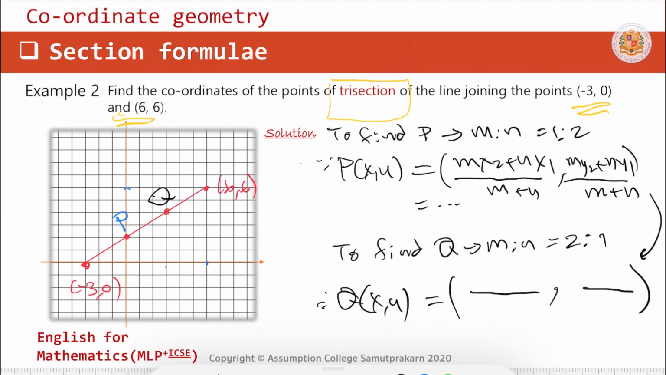and you plug in the values by using different m and n, because to find P you use m to n equal to 1 to 2, and to find Q, m to n would be 2 to 1, and you get the different coordinates for P and Q. Okay, so it's supposed to be easy.